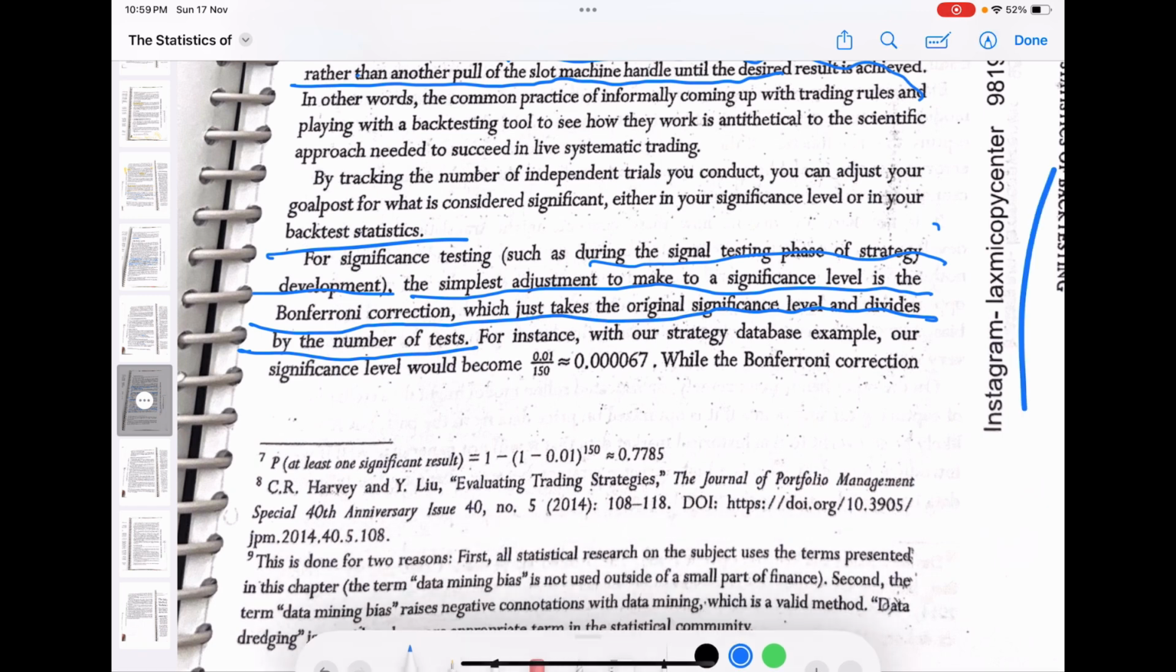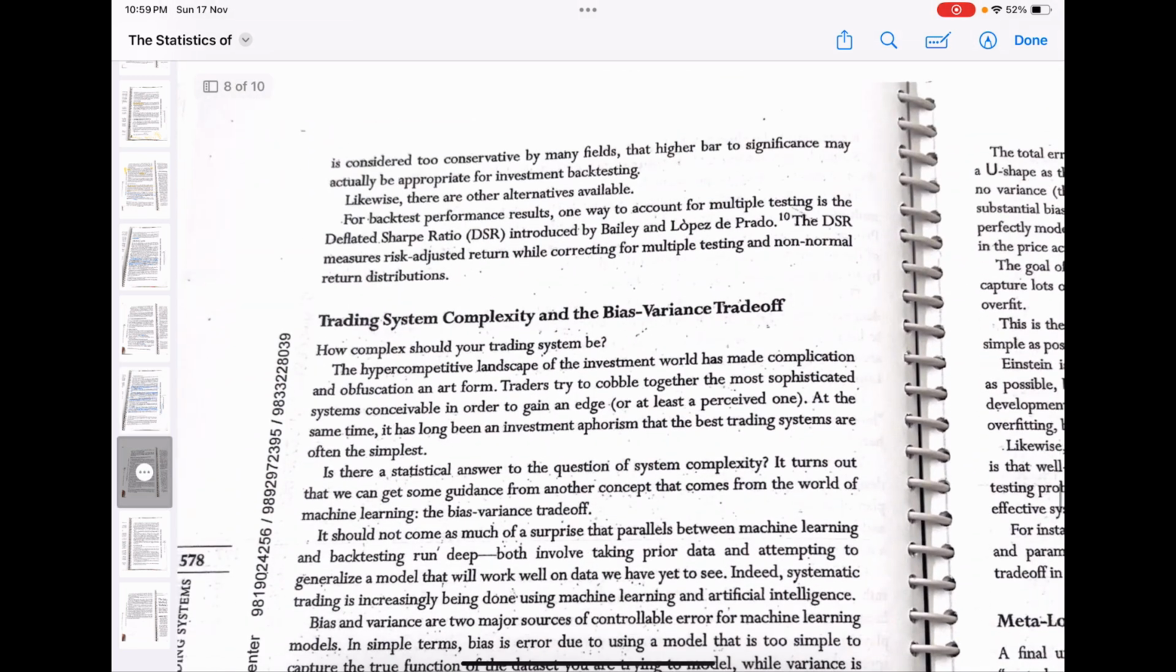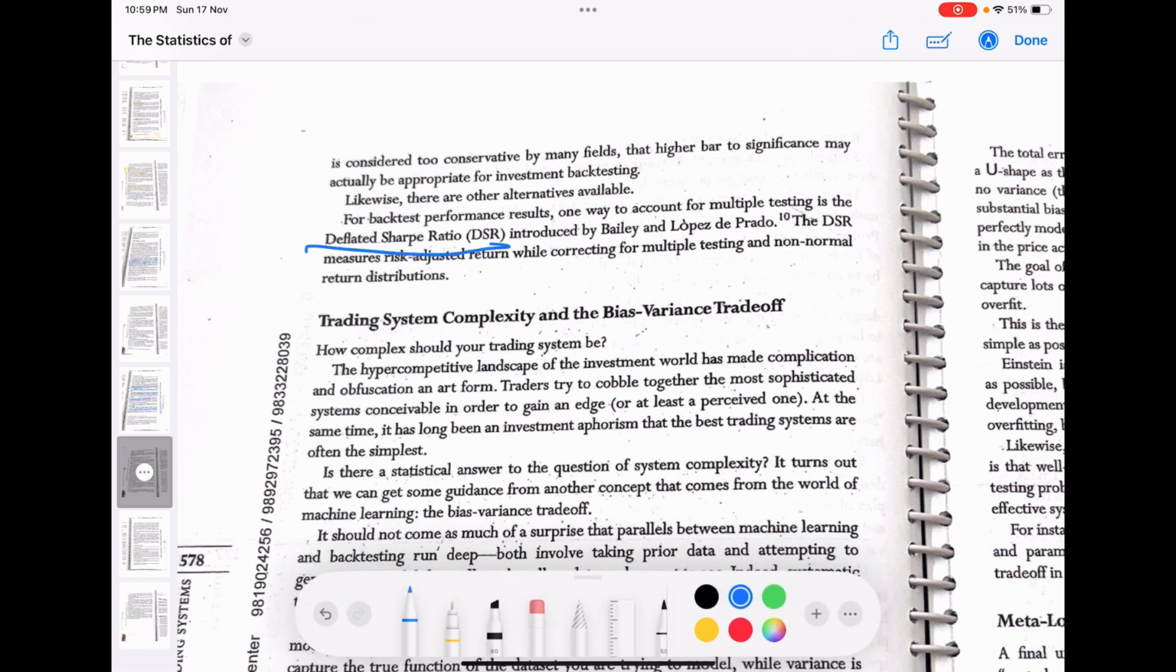While the Bonferroni correction is considered too conservative in many fields, that higher bar to significance may actually be appropriate for investment backtesting. Likewise, there are other alternatives available. For backtest performance results, one way to account for multiple testing is the deflated Sharpe ratio, or the DSR. It is given by Bailey and Lopez de Prado, DSR.